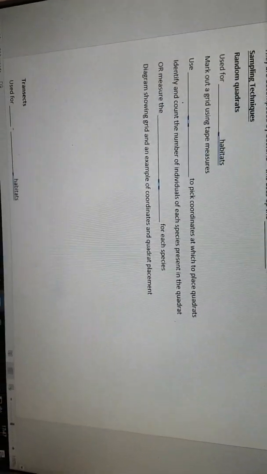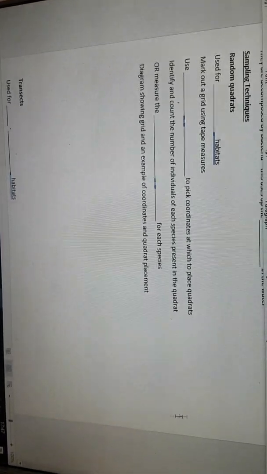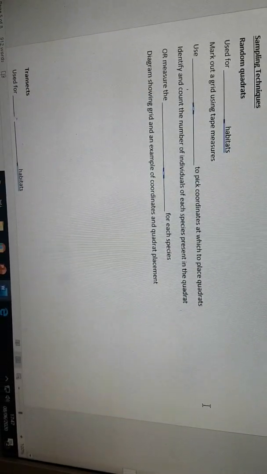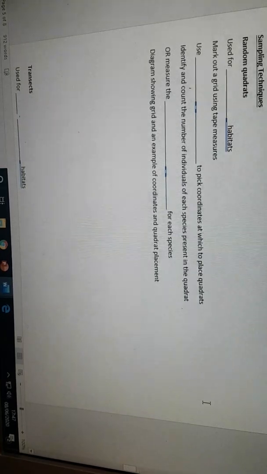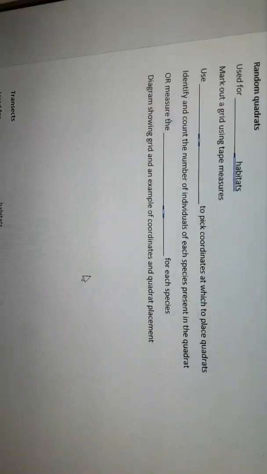Right, that's just about it. I did say it'd be a short video. All I want you to do in terms of written work is on your note sheet, this bit on sampling techniques, the random quadrats and the transects part.